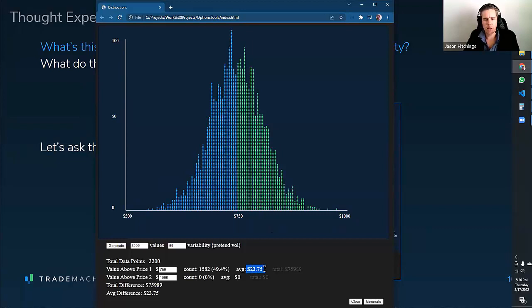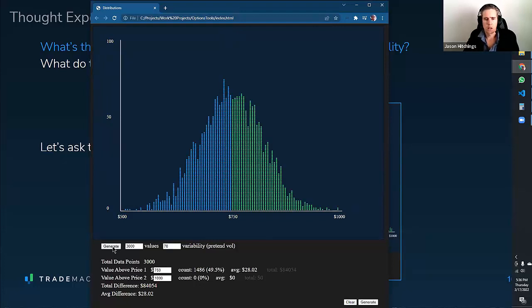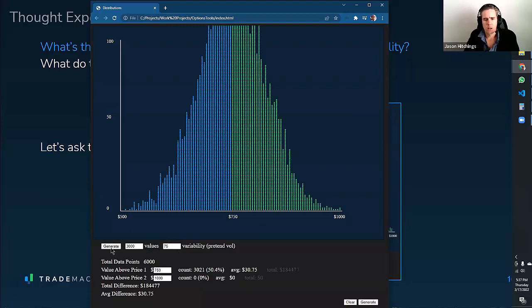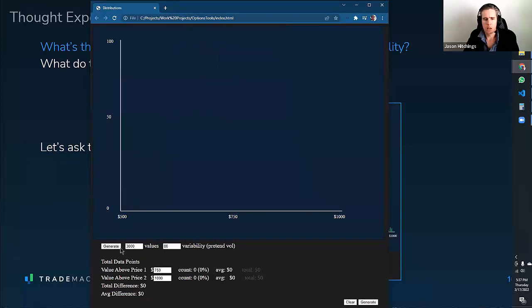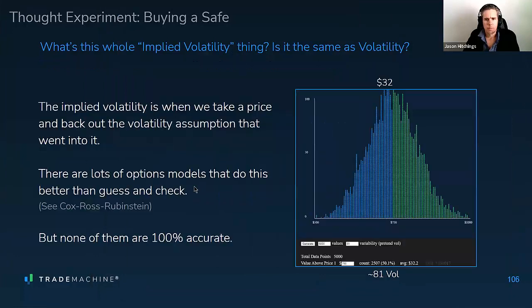Okay, so it's saying that the value is around $23, but we're looking for a value of $32. So that's probably too low. Let's try 70. Okay, $28. It's getting closer. We still want something close to 32. 75. That's not quite there. Let's try 80. Okay, well, 80 gets us pretty darn close. And that's exactly what's happening in the options market.